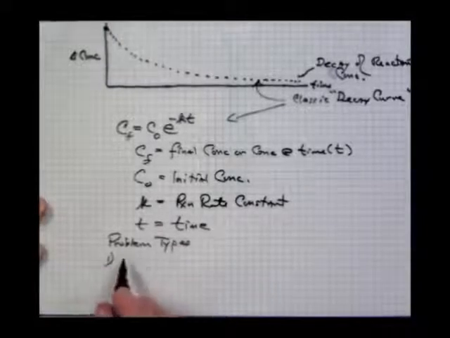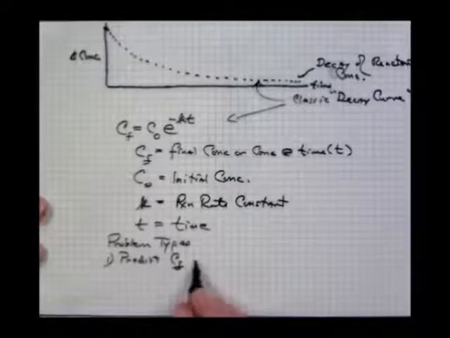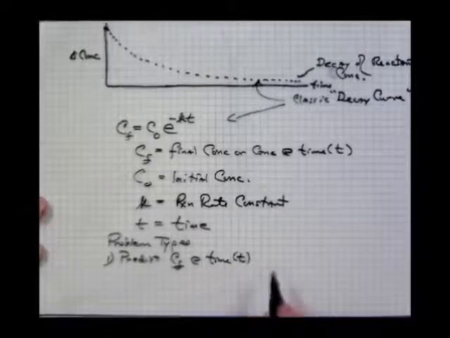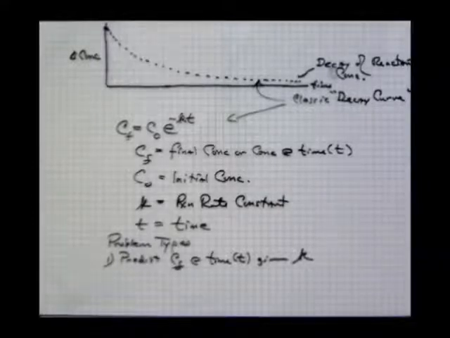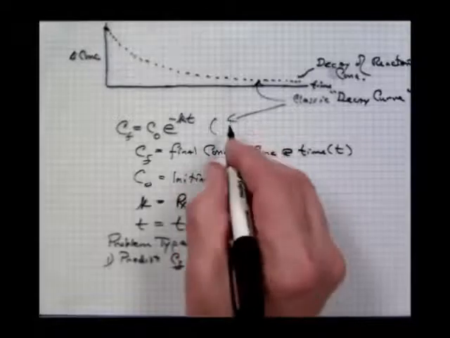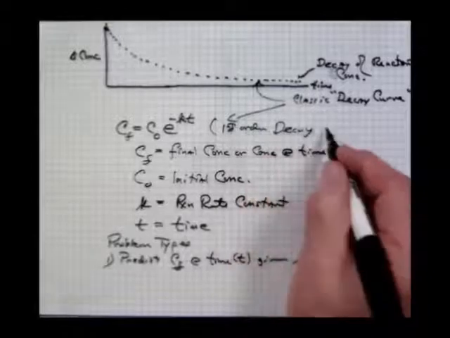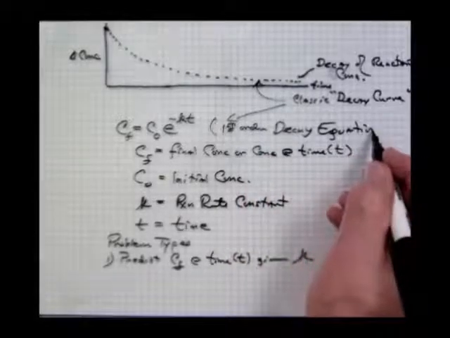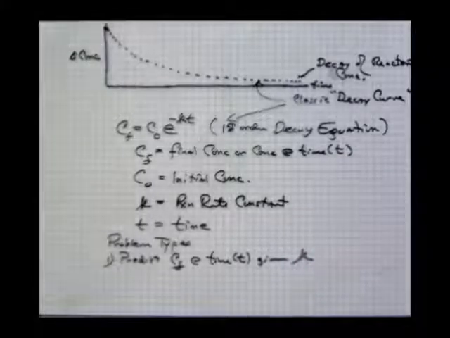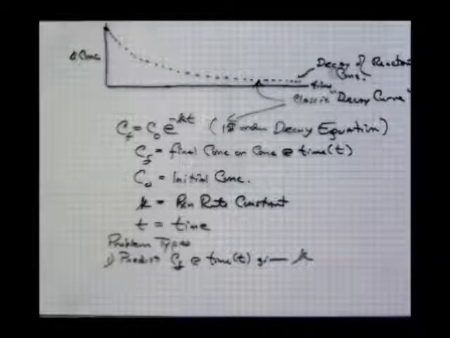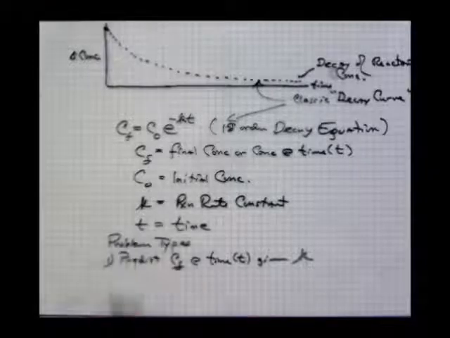One of them is predict C_F at time t given K. All right. This is a first order. I forgot to mention that. This is a first order decay equation. And there is also a second order decay equation, but we're not going to work with that. Okay. Radioactive decay is also first order. We'll get to that in time. So that's one type of problem.